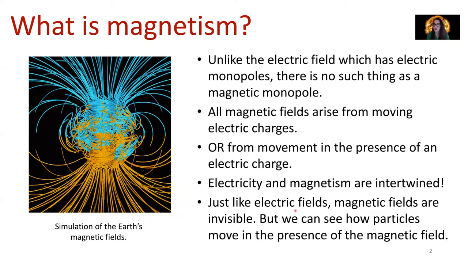And just like electric fields, magnetic fields are invisible, but we can see how particles move in the presence of the magnetic field. Here is a computer simulation of our Earth's magnetic field. You can think of it as being like the magnetic field that comes from a bar magnet. It has a north pole and a south pole. Here we have the interior of the Earth that's creating the Earth's magnetic field in the motion of the Earth's liquid metallic interior. That motion of that conducting fluid inside the Earth generates an electric field, and then as a byproduct generates this magnetic field that protects us.